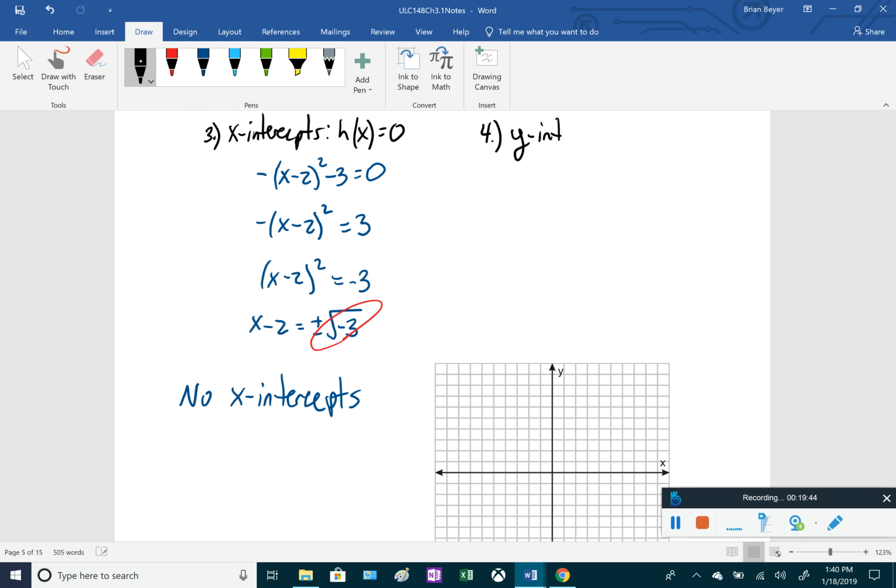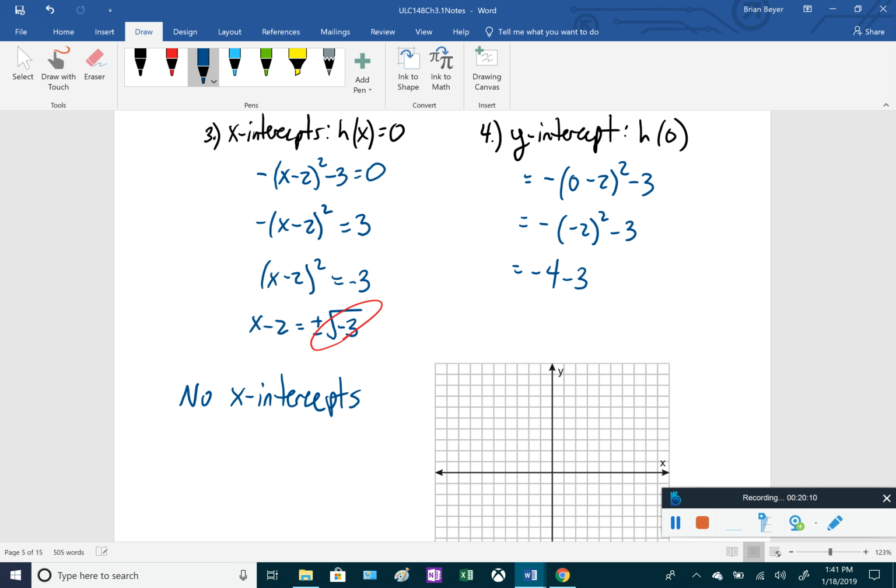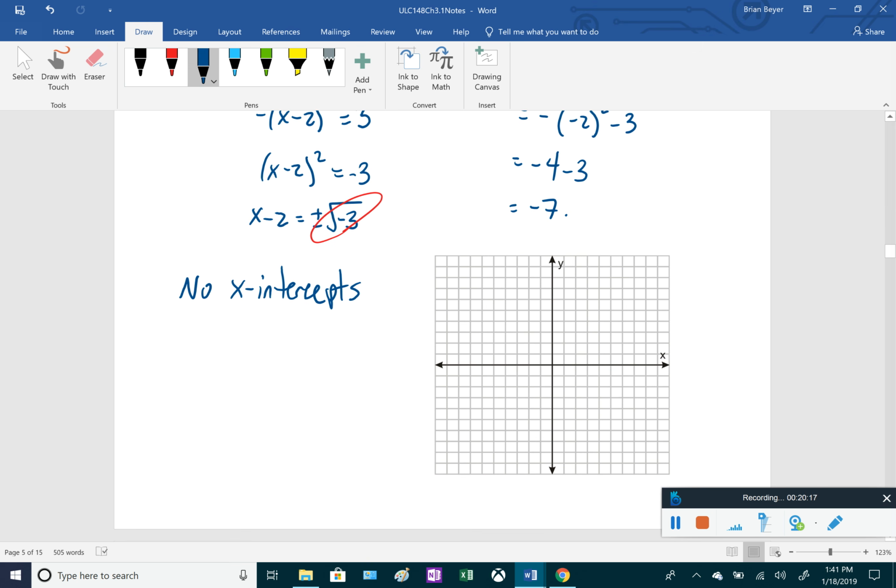Okay, and for the last thing, we need the y-intercept, so we need to evaluate h of 0. So plug in a 0 for x, we get negative 0 minus 2 squared minus 3. So we get negative 2 squared minus 3. Negative 2 squared is positive 4, but we have the negative out front, meaning negative 4. So negative 4 minus 3 gives us negative 7. That's our y-intercept. So let's plot everything, see what we have.